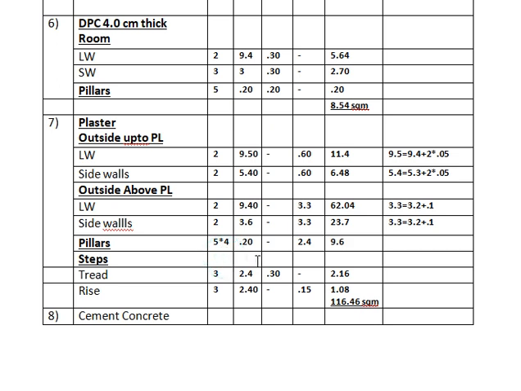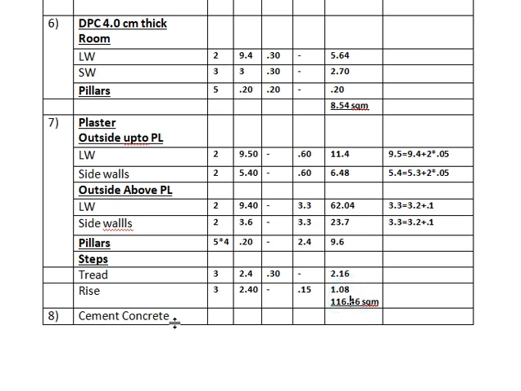And similarly, you can calculate for the steps. Now talking about the steps, we have the tread and the rise, with 3 treads and 3 rises. 2.40 is the length given, 0.30 is the dimension for the tread, and 0.15 is the dimension for the rise. Multiply them and we get the total quantity in square meters.